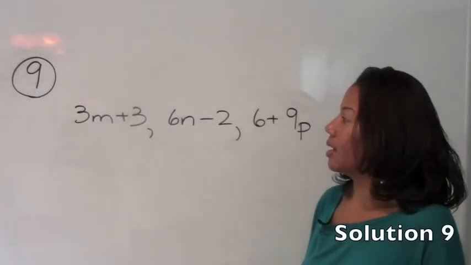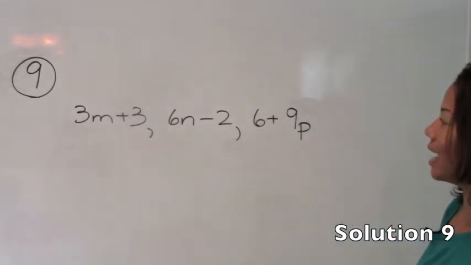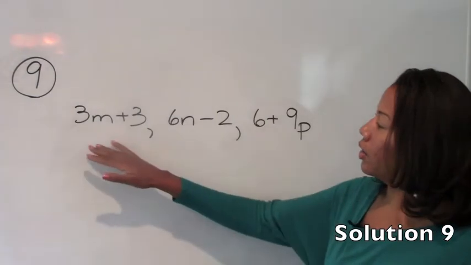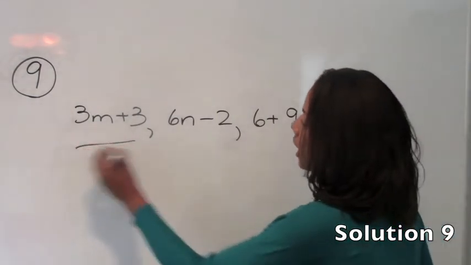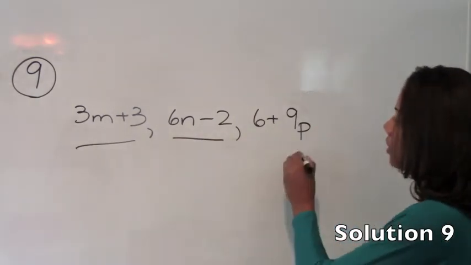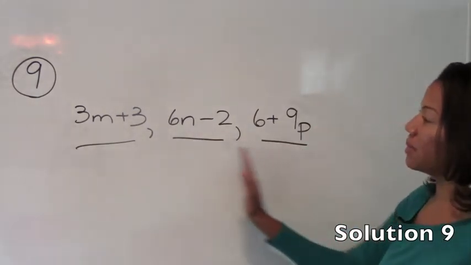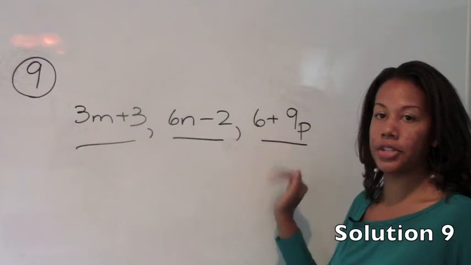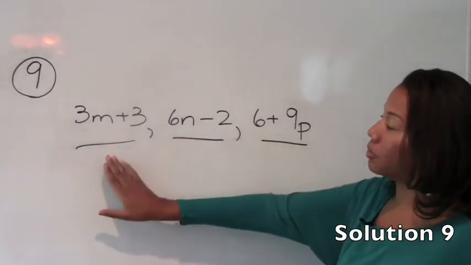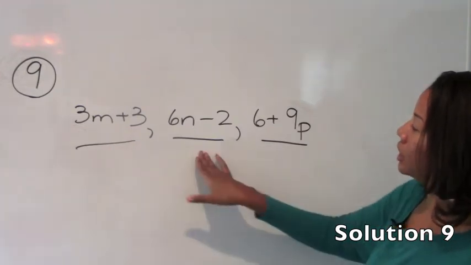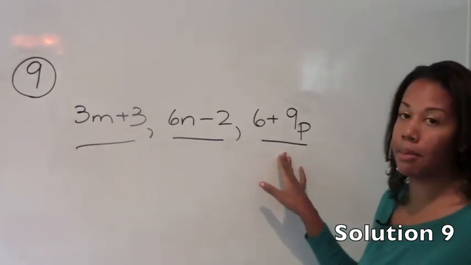Number 9. Number 9 asked us to find the average of these three numbers. And the reason we know that it's three numbers, again, is because there's a comma separating each term. So don't get intimidated by this. If you look at the answer choices, you'll see that the variables are still in the answer choices. So we're simply adding these three terms up and dividing by 3.